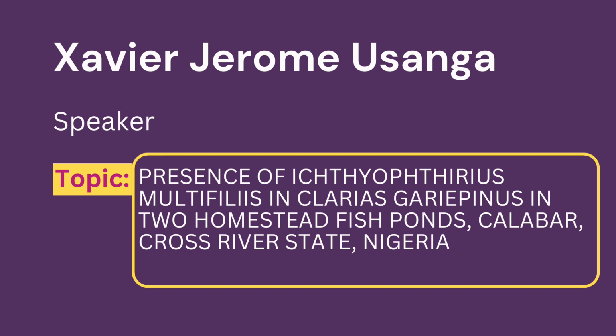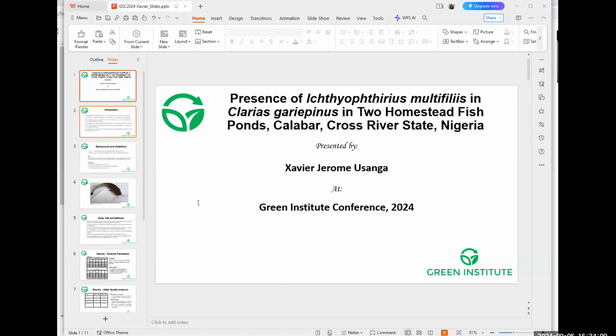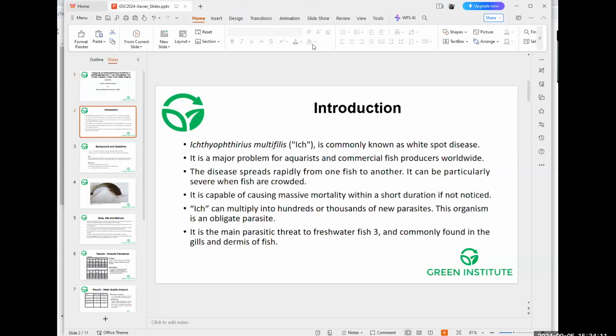Introduction. Ichthyophthirius multifiliis, Ich, is commonly known as white spot disease. It is a major problem for aquarists and commercial fish producers worldwide. The disease spreads in crowded conditions. It is capable of causing massive mortality within a short duration if not noticed. Each can multiply into hundreds of thousands of new parasites.